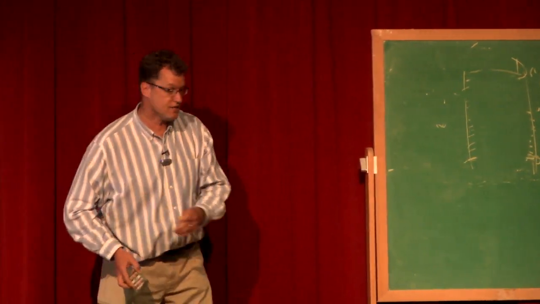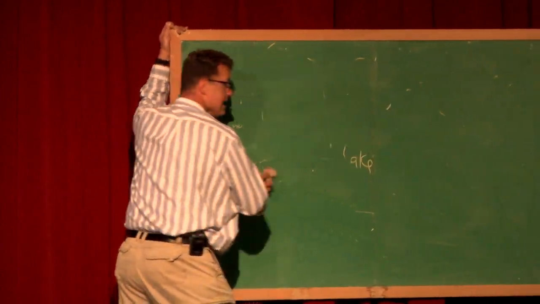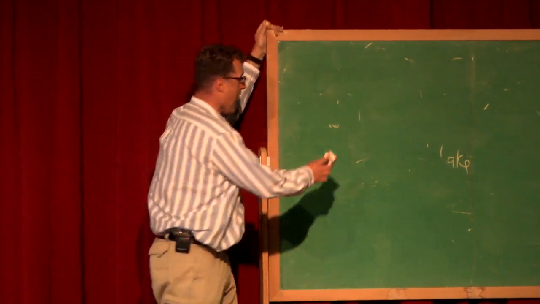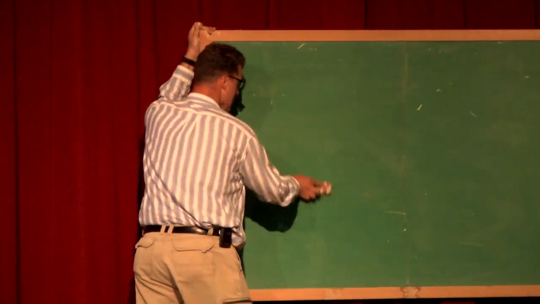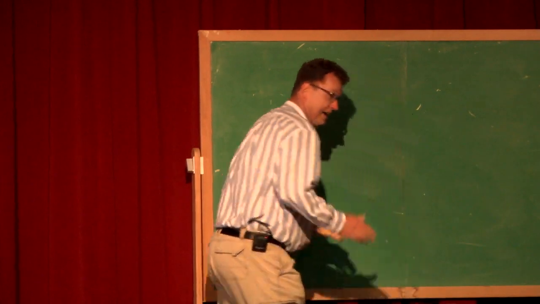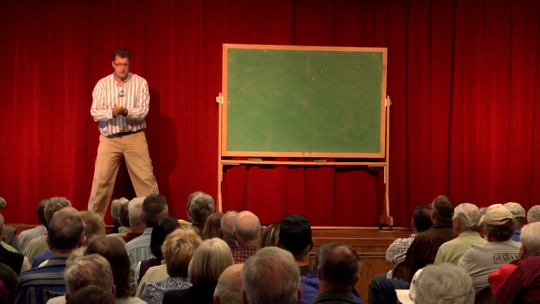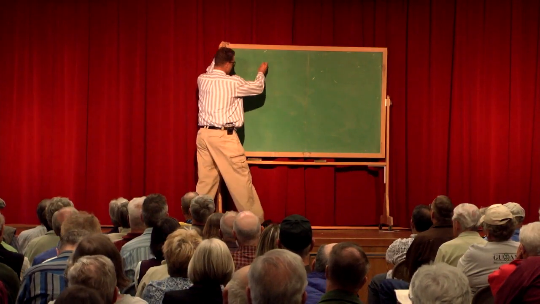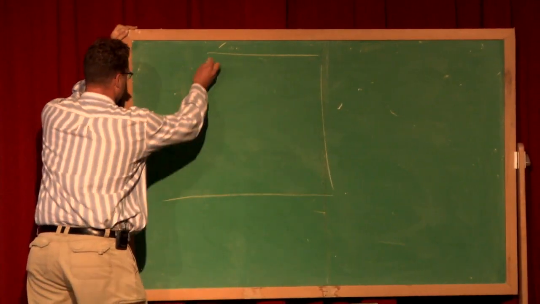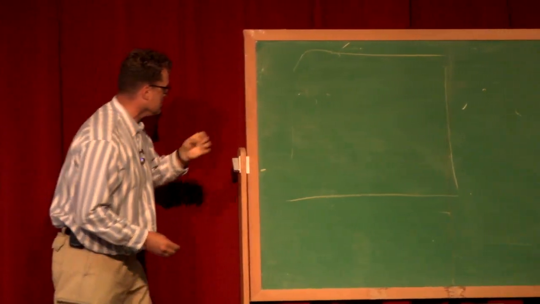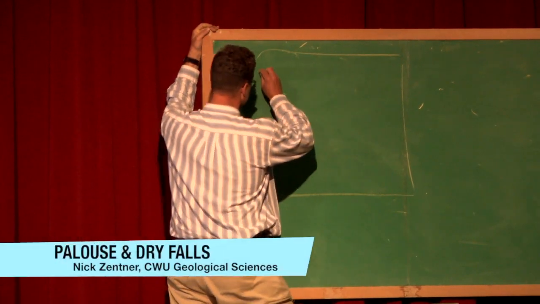Let's go to Palouse Falls then. To me, a more complicated story, a less obvious story. Maybe not to you, but to me. Again, we're trying to compare notes between these two places. Let's try that map again. Maybe just eastern Washington, the side that matters. All right.